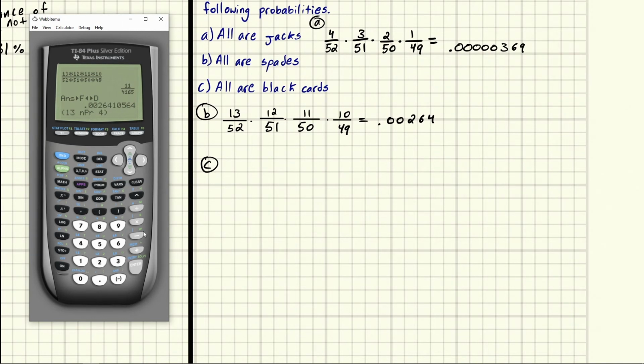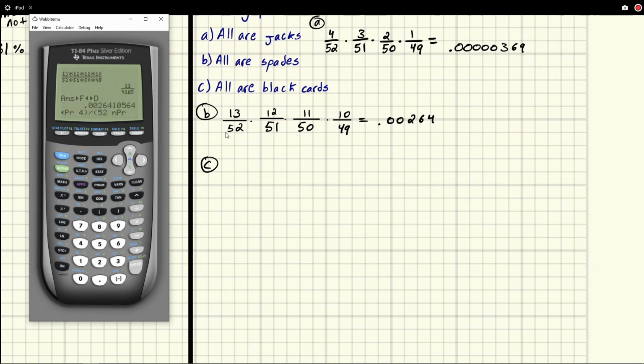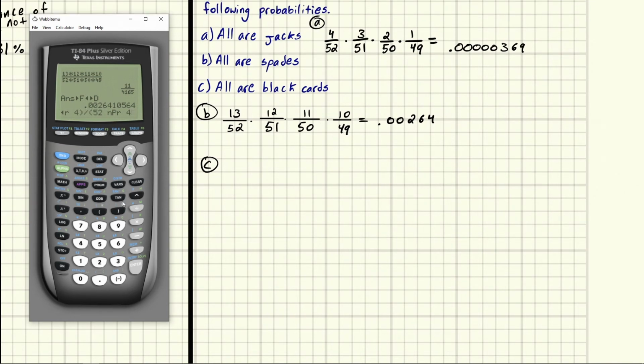So we're going to permutate 4, close the parentheses, divide, open parentheses. We're going to start at 52, and then again, we're going to nPr. We're starting at 52 because that's what we have here, and we're going down. It only works if you go down by 1 each time. Okay, so just so we're super clear here, 52, we're going to go down 4 times, and then we're going to hit enter. Then you see we get the exact same number out. So you can actually use permutation to do this.